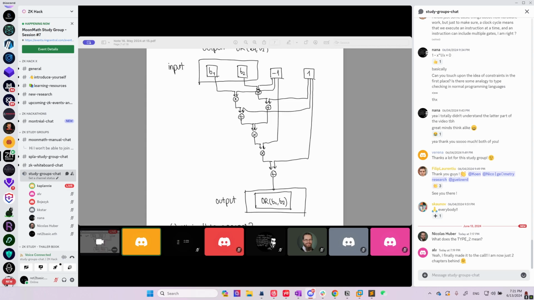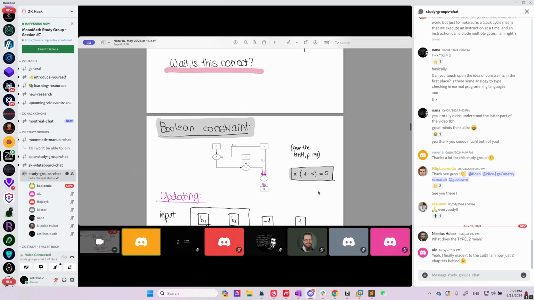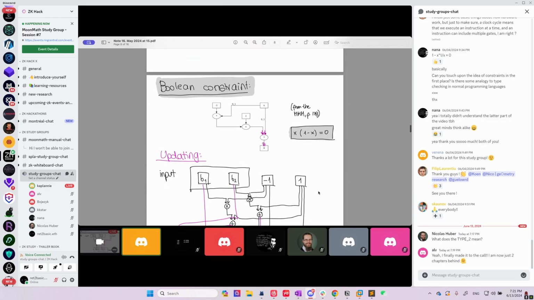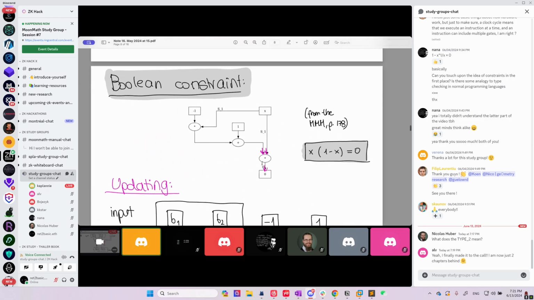So since we are supposed to output the actual OR operation, we actually have to constrain B1 and B2 to be Boolean, because otherwise we'll get something completely different. Thanks. Nicholas? Yeah, okay, cool. Thanks, Nicholas. Okay, so happy that you all are there with me. So we have to constrain the Boolean. How are we doing this?